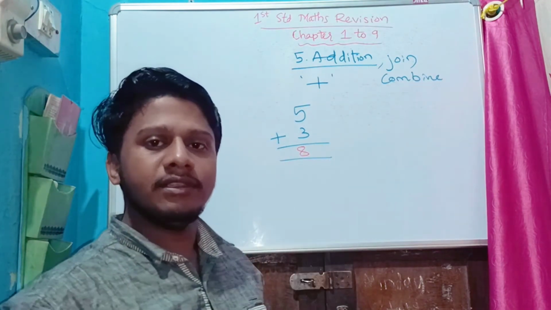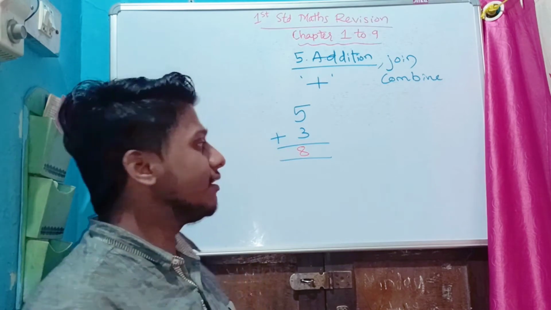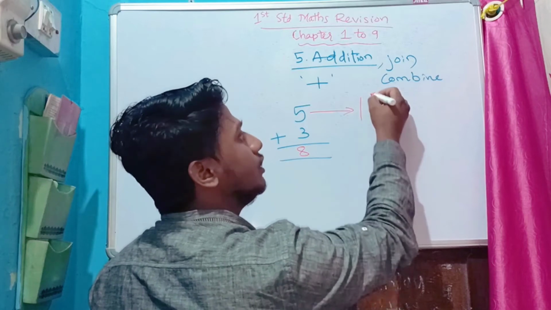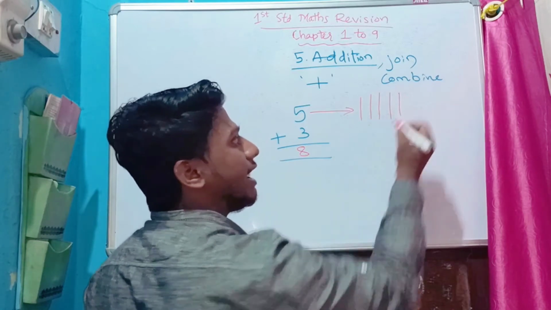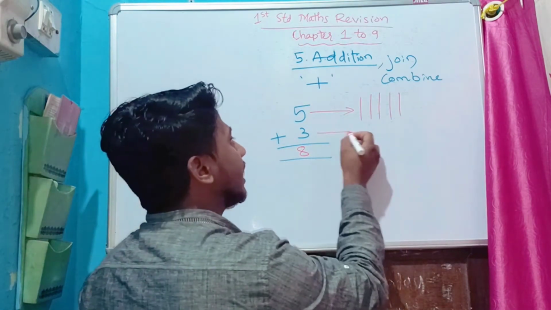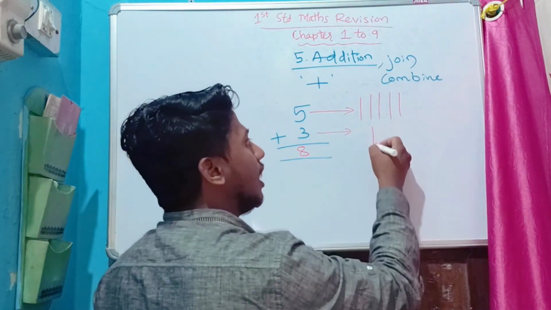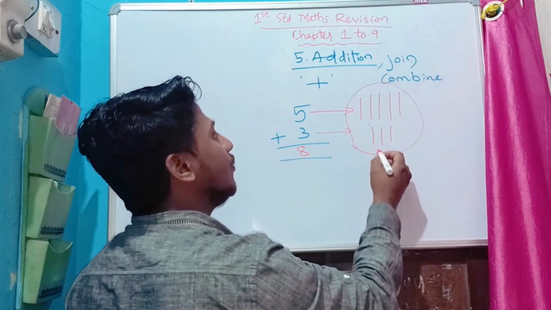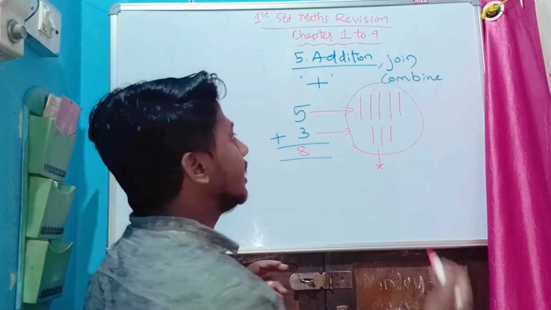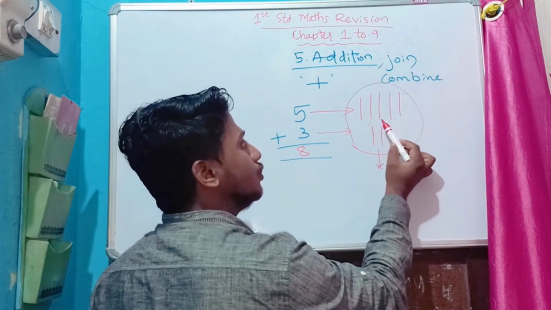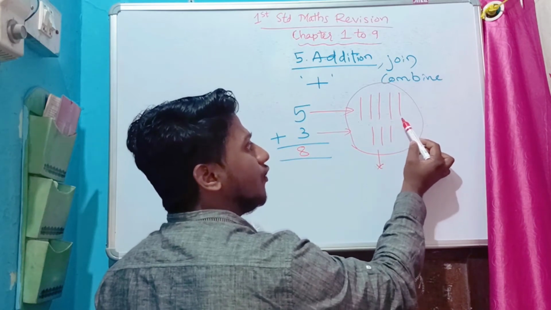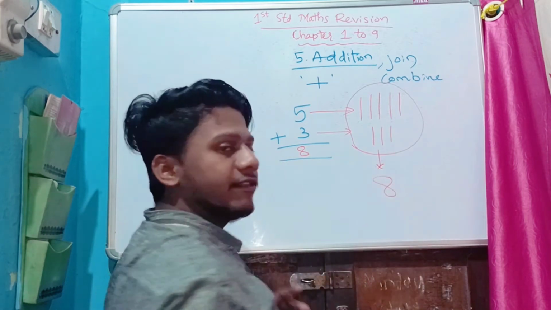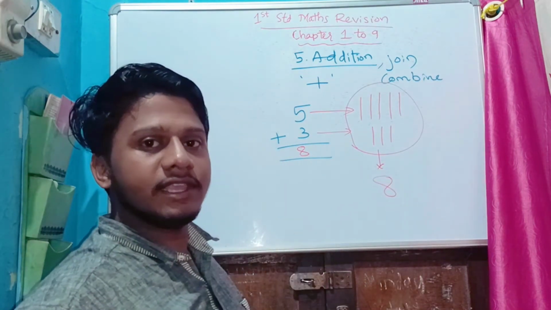The same problems we will do with the help of lines. Okay, first is what? 5. Draw 5 lines. 1, 2, 3, 4, 5. Yes. Then second one is what? 3 lines. 1, 2, 3. So totally how many lines you can see now? Count them and write. 1, 2, 3, 4, 5, 6, 7, 8. 8 lines. Yes? Clear with this, kids?